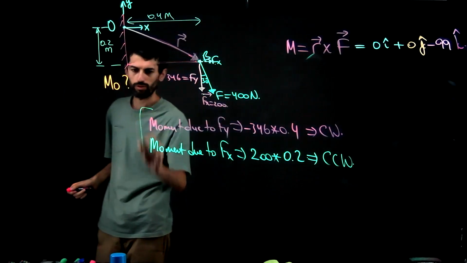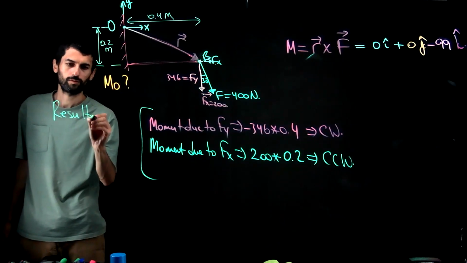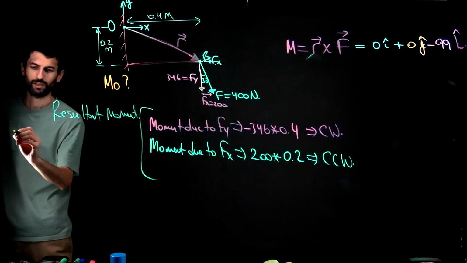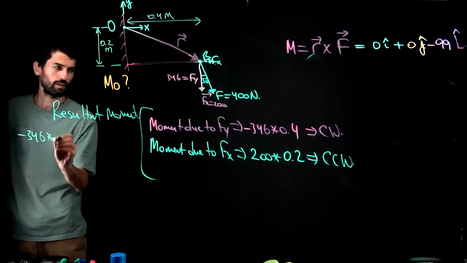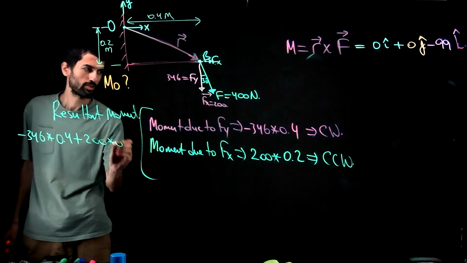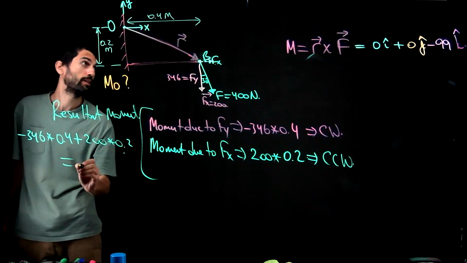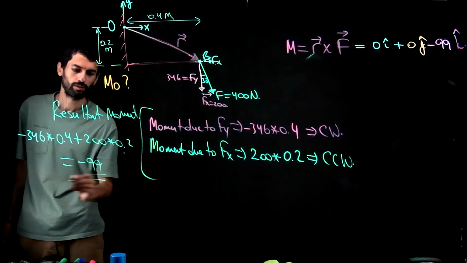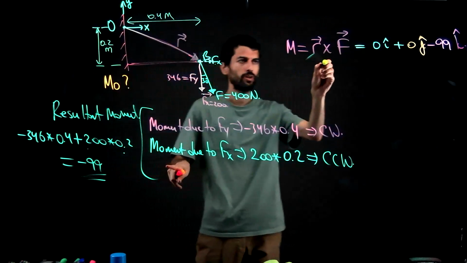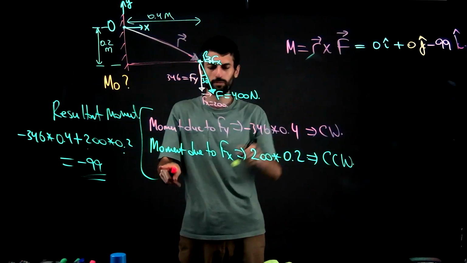Then the resultant moment will be negative 346 times 0.4 plus 200 times 0.2. Positive is counterclockwise, negative is clockwise. Again it becomes negative 99. You see, we get the same answer. This one and that one give the same answer. It should, because these are two different methods.